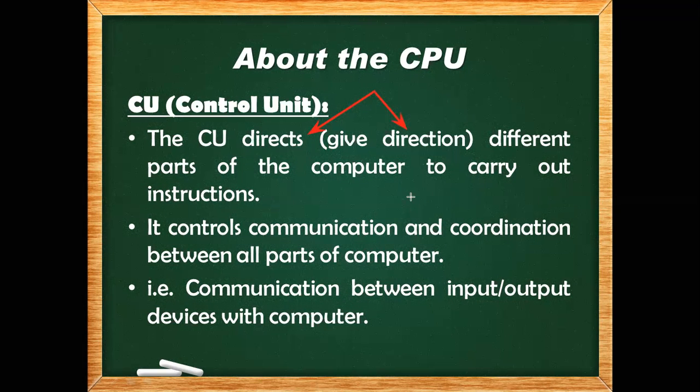So who is telling the speakers that they can produce the sound? The control unit. The control unit controls the parts of the computer. The speaker is also a part of the computer. Whenever you connect the speaker with the computer, it becomes a part of the computer, and the CU passes the signal to the speaker to carry out the instruction. If your instruction is to play a song, it will generate the song from the speaker.